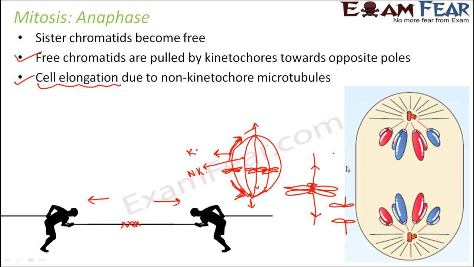Because of their presence, the cell elongates during anaphase. So these are some of the things that take place in anaphase. Now from this you can get a very clear idea of what happened. Basically, during the S phase of interphase, the duplication of chromosomes happened. So the chromosome which was like this happened to be like this. So now you have two copies of the same chromosome.